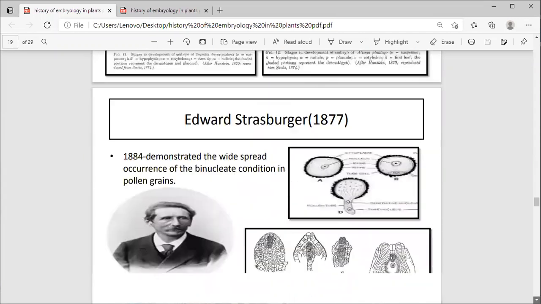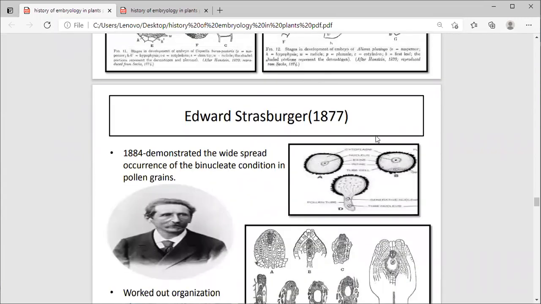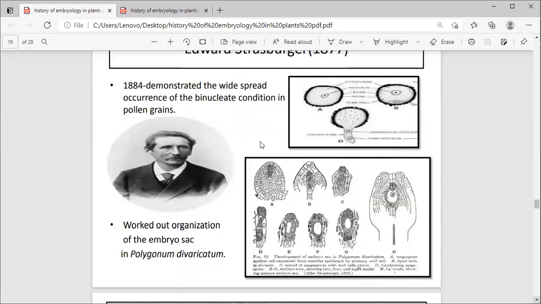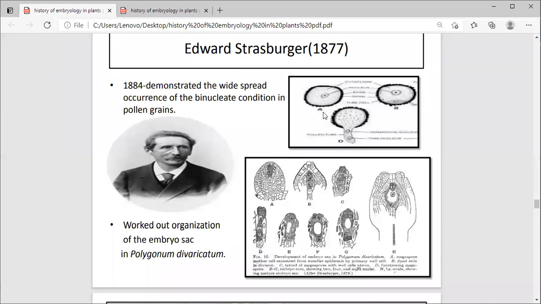Next, if you see Strasburger in 1877. He demonstrated the widespread occurrence of the binucleate condition in pollen. This is the first scientist. He concluded that in the pollen tube there is a presence of two nuclei. Okay, then we study what is double fertilization. आपल्याला double fertilization मध्ये या binucleate चा role कळतो बघा. So this is the first scientist. He showed that there is a presence of a binucleate pollen grain.